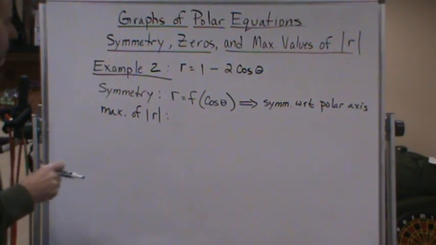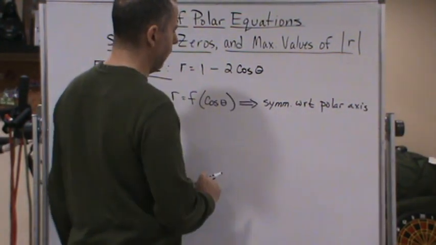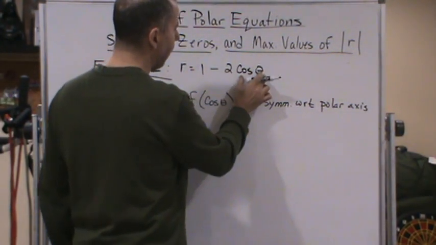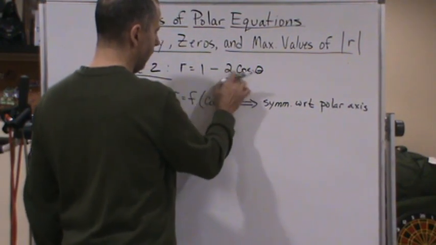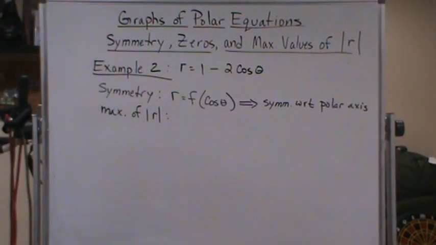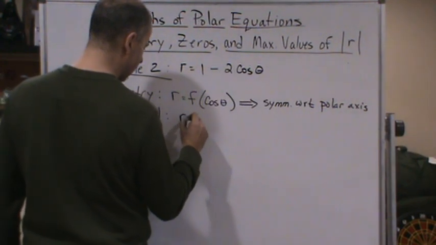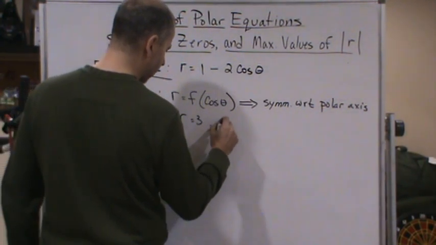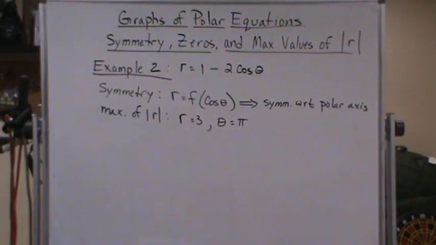And so what else do we have to do? Negative 1, right? So when is this negative 1? This is going to be negative 1 at pi. If this is negative 1, then this becomes positive 2, which then gives 3. So the maximum value of this function is going to be 3. So r equals 3 when theta is equal to pi.